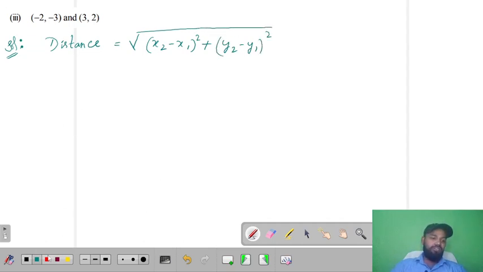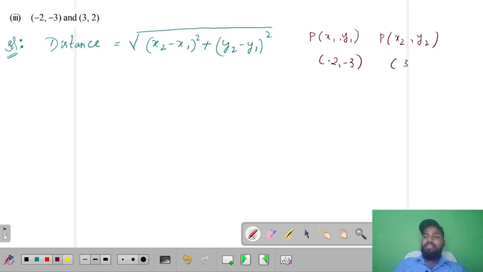Just substitute the values, then you get the solution. It is already written, so no need to write it again. Consider P as x1 comma y1 and Q as x2 comma y2. Here we have minus 2 comma minus 3 and 3 comma 2. These are the values. Substitute the values in the formula.